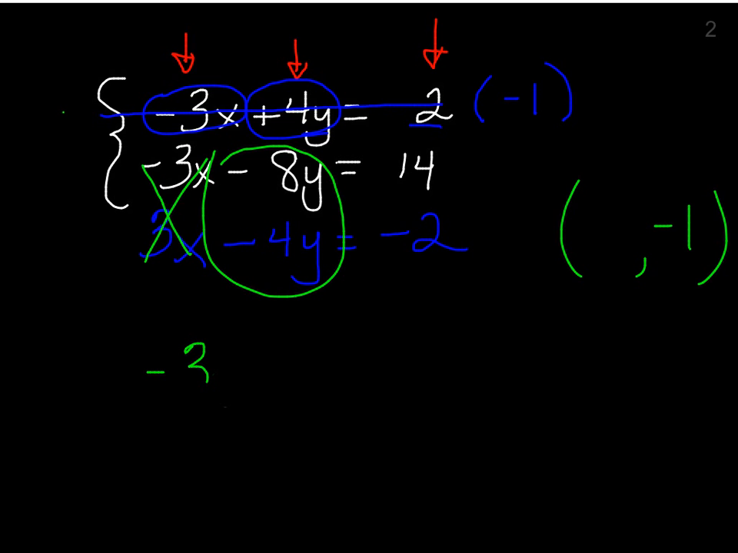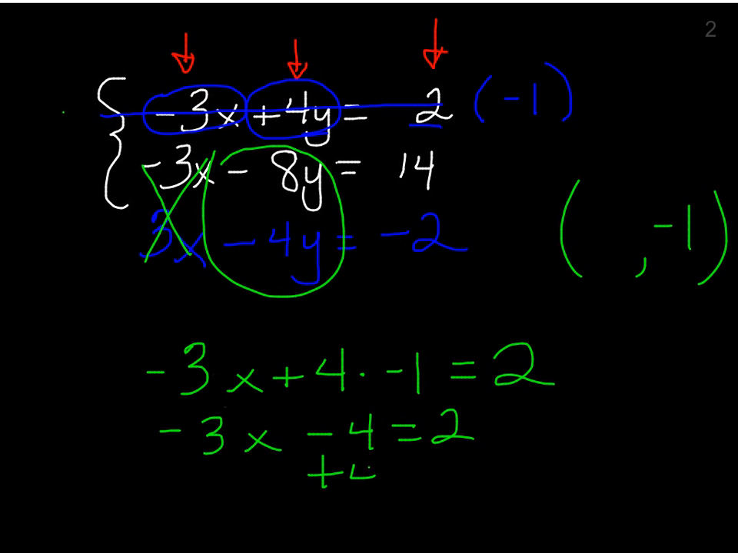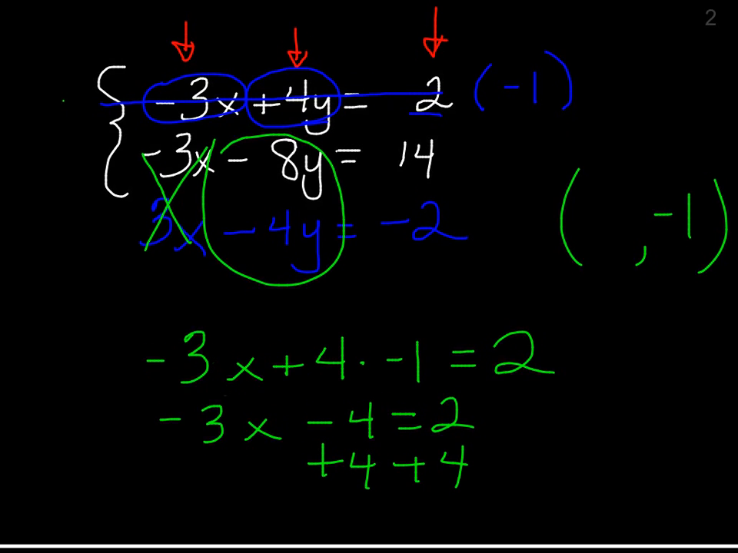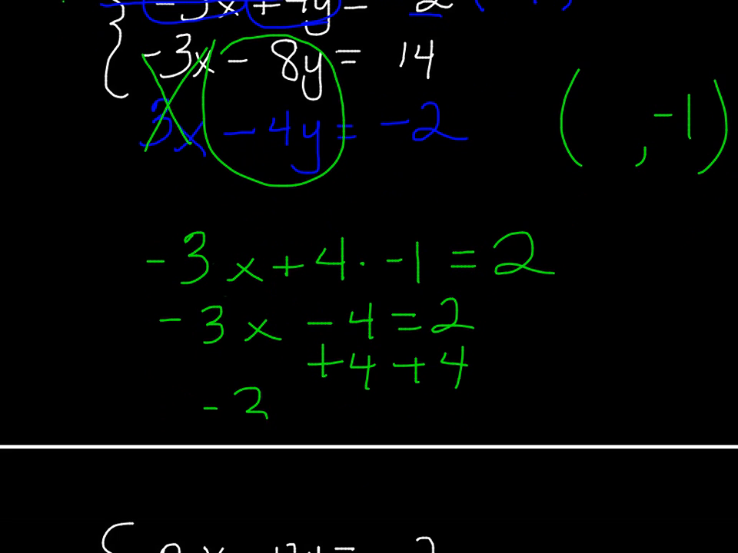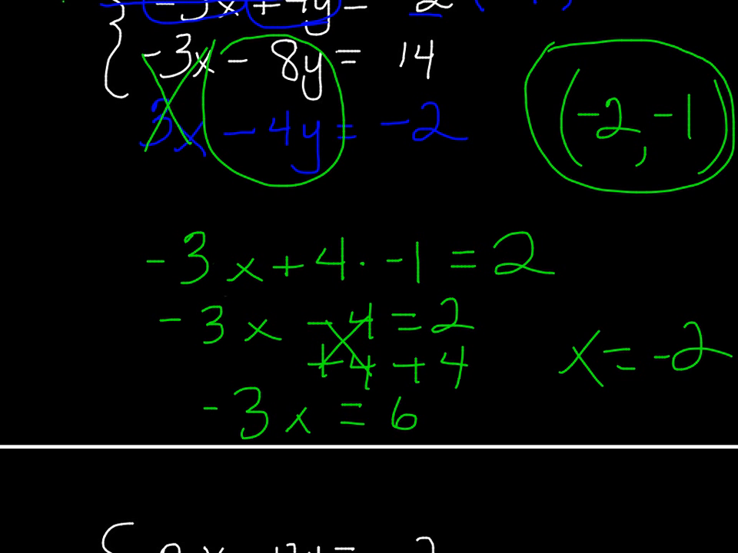So negative 3x plus 4 times negative 1 equals 2. And then 4 times negative 1 is negative 4. And then I would add 4 to both sides. And I end up with negative 3x equals 6. So if I divide it by negative 3, x would equal negative 2. So then that's the solution.